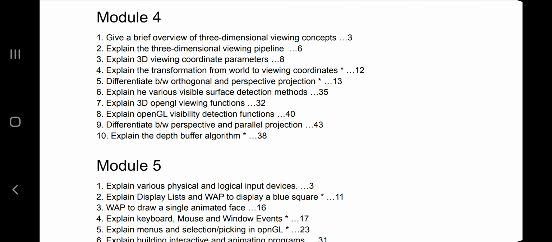In continuation with the previous three videos wherein we had discussed module 1, module 2, module 3, now we will be discussing module 4. In this module 4 we have the important concepts, which are the transformation from the world to viewing coordinates, differentiate between orthogonal and perspective. This is the most important one among this module. And the last one is explain the depth of our algorithm. Only 3 are important, the other ones are rarely asked, but these 3 are the most repeated ones. So I'll be focusing more on these 3, and I'll be touching a few key concepts for the remaining ones.